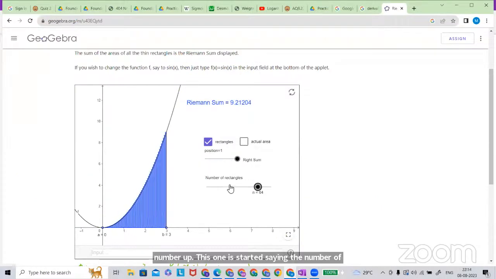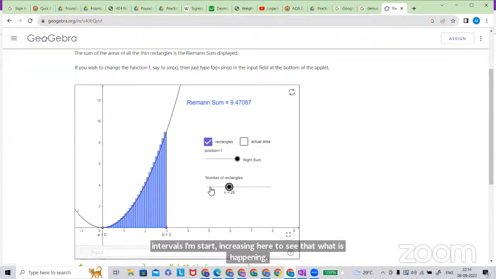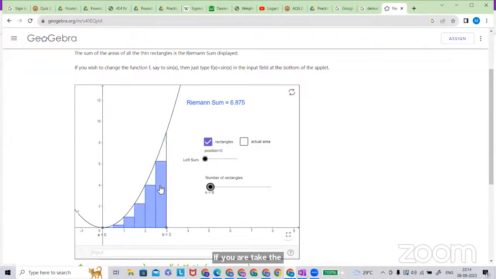If you take the left sum, this is the one. See, the left sum is always lesser than the actual area, as I have shown you. Is it clear? Is it a good example to see it here?